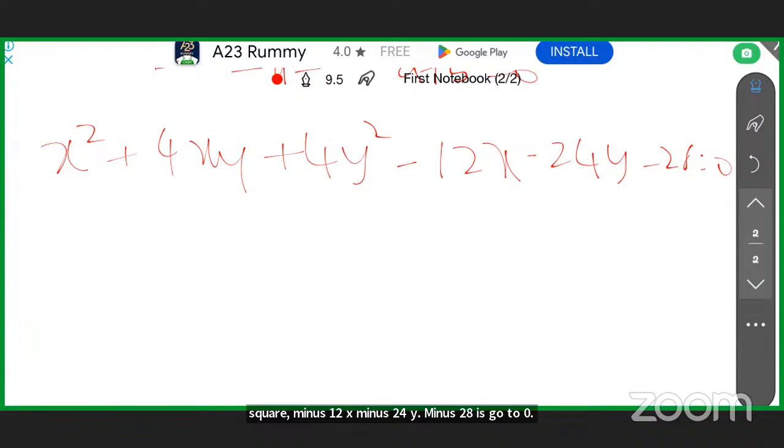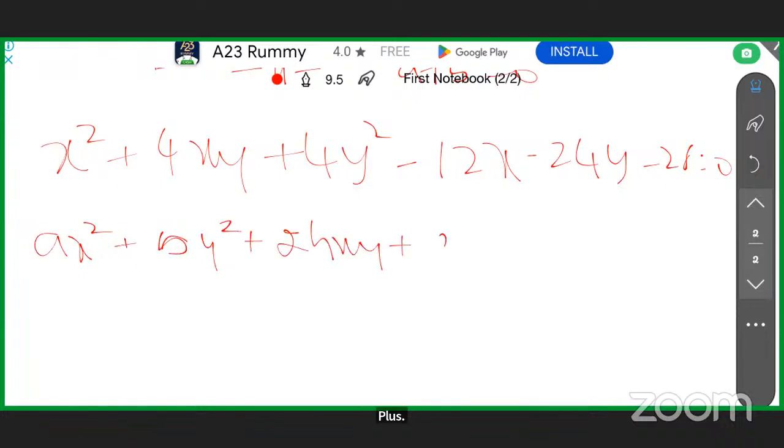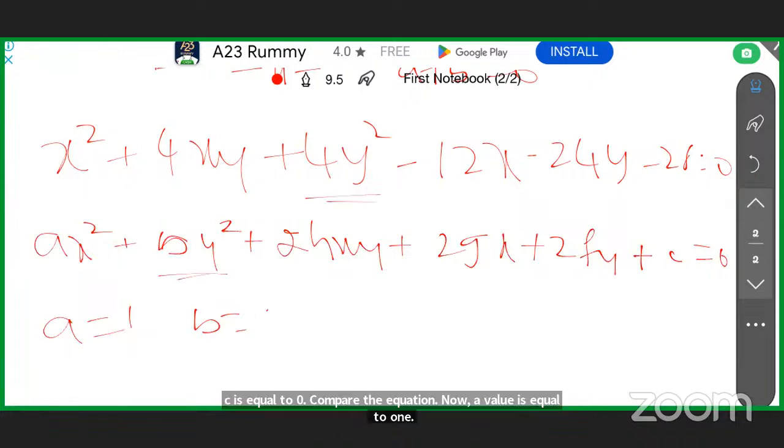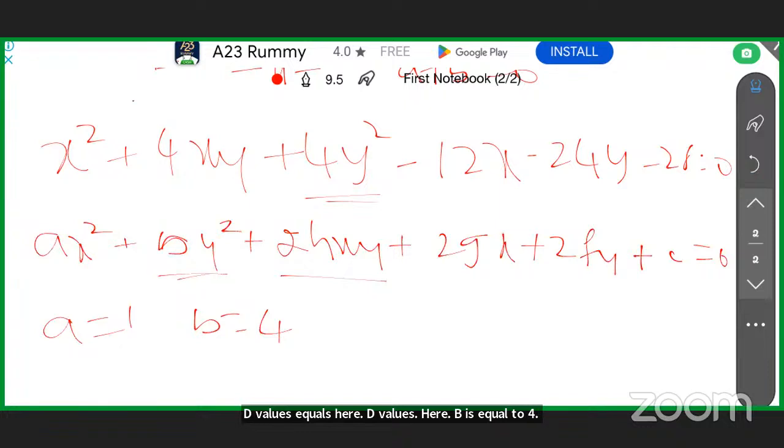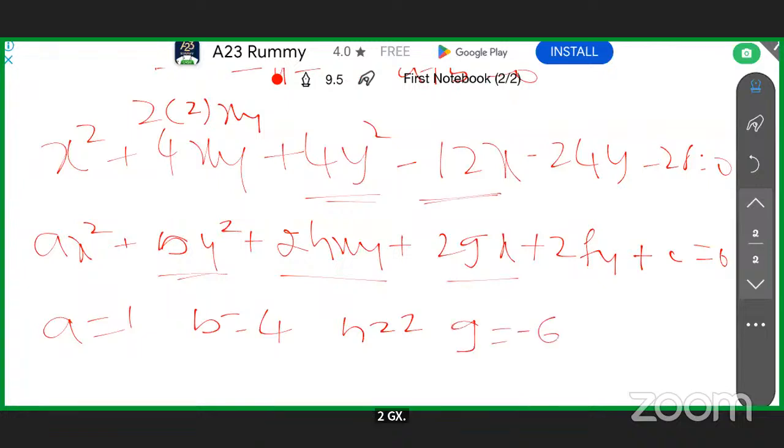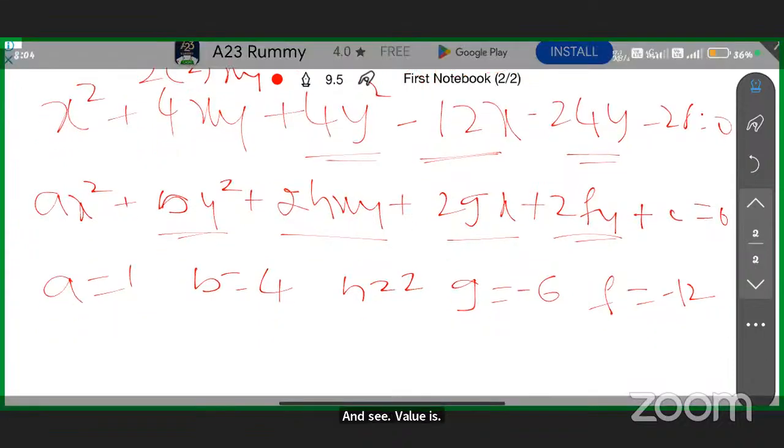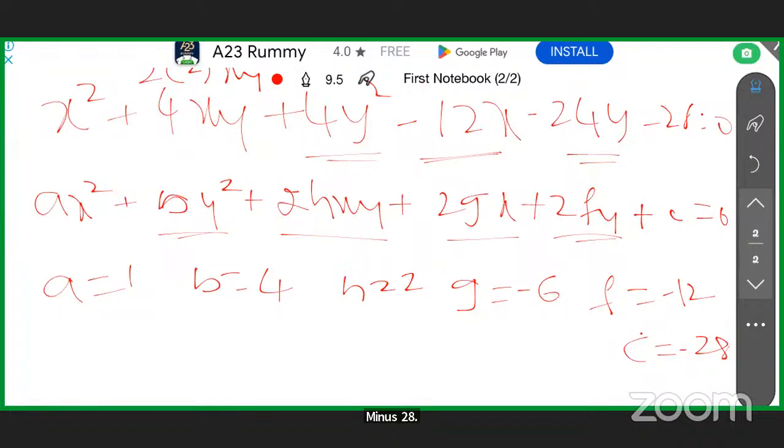First, find out the values of A, B, C, F, G, H. Write the standard equation: ax square plus by square plus 2hxy plus 2gx plus 2fy plus c is equal to 0. Compare the equation. A value is equal to 1, B value is equal to 4. 2hxy is 2 into 2 into xy, therefore h value is equal to 2. 2gx, so g value becomes minus 6. 2fy, f value will become minus 12, and c value is minus 28.